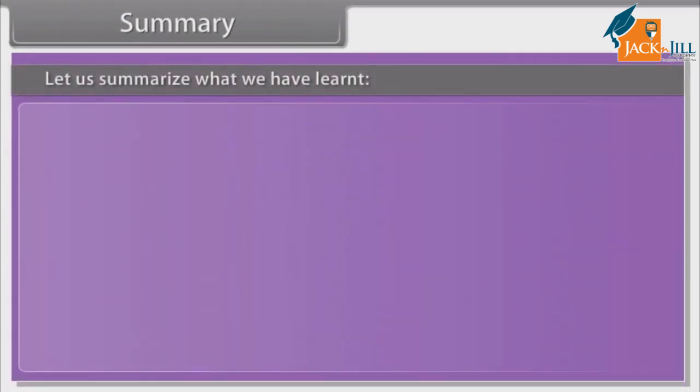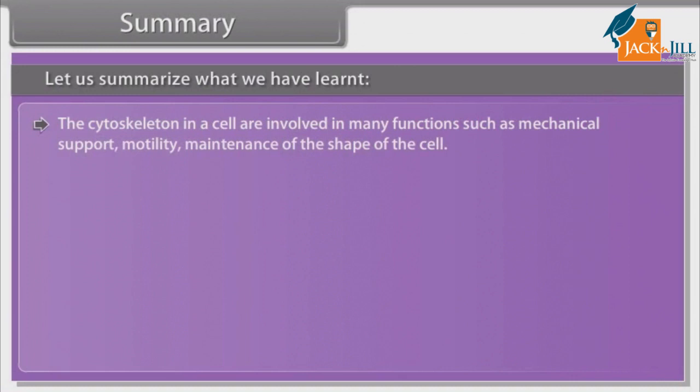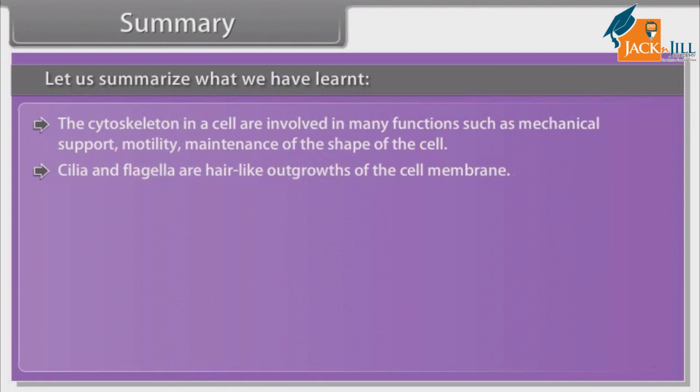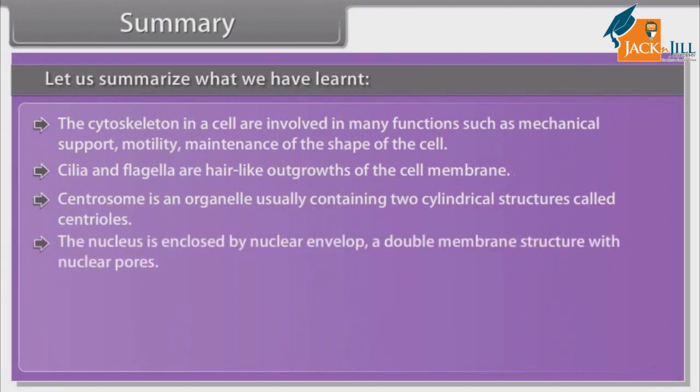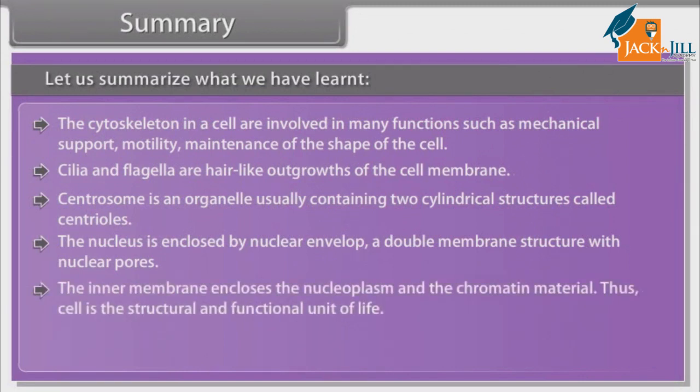Summary. Let us summarize what we have learnt. The cytoskeleton in a cell is involved in many functions such as mechanical support, motility, maintenance of the shape of the cell. Cilia and flagella are hair-like outgrowths of the cell membrane. Centrosome is an organelle usually containing two cylindrical structures called centrioles. The nucleus is enclosed by nuclear envelope, a double membrane structure with nuclear pores. The inner membrane encloses the nucleoplasm and the chromatin material.